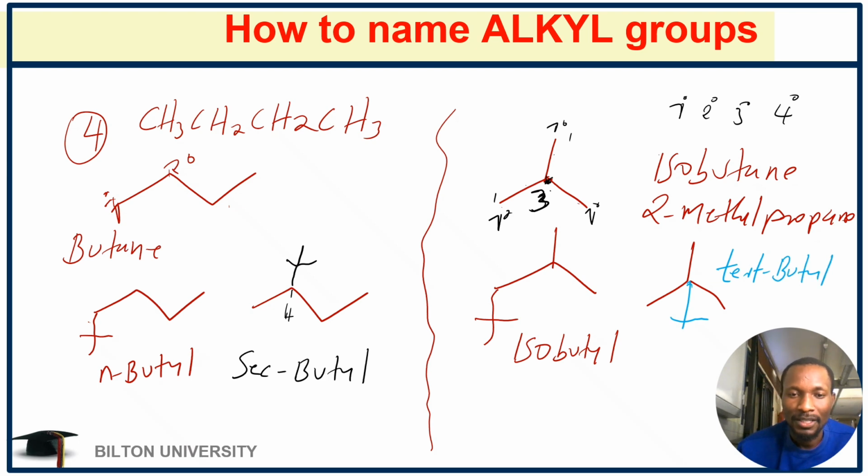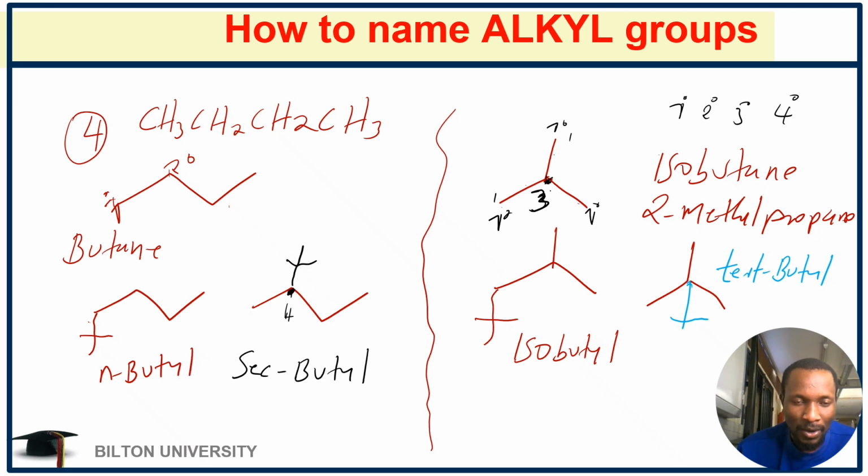Tert-butyl. So the difference between isobutyl and tert-butyl is that in isobutyl something else is being bonded to the primary carbons, while tert-butyl is the isobutane in which there's a bonding in the tertiary carbon. So let's go back to our sec-butyl.